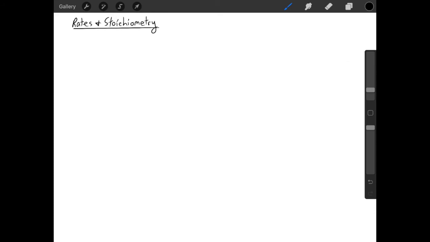Rates of reaction are related to stoichiometry. And this is one of the very few sections where I disagree with how the textbook presents things. The textbook presents this concept very correctly, but I don't think it presents it in a way that is intuitive or that builds on things that you've already learned.